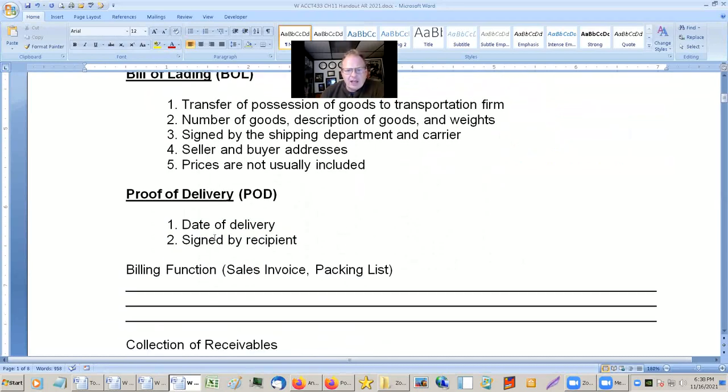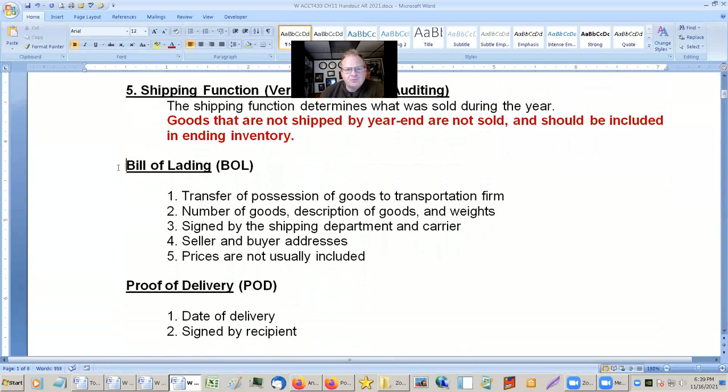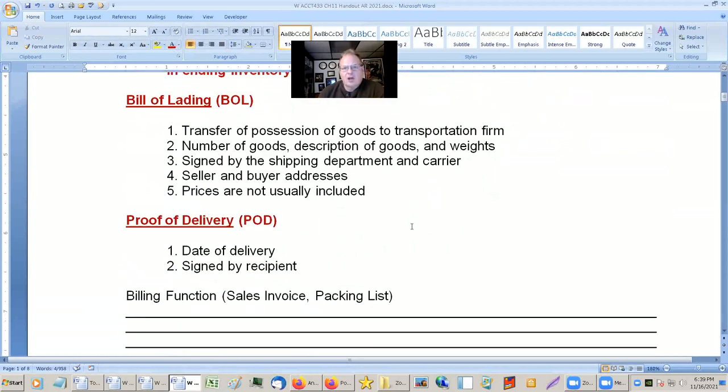And these are the couple documents that you're going to actually see. These are very important documents, actually. We've talked a little bit about these already, I think. Now, bill of lading. Assuming you load something on a truck, it transfers possession of the goods to the transportation firm. It does not transfer the title.